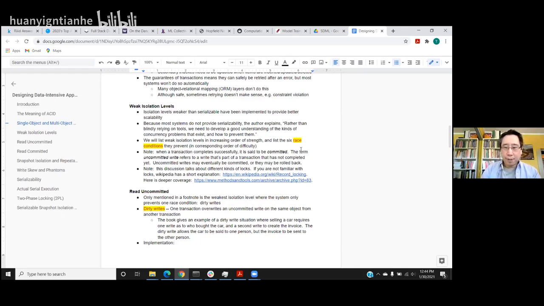A little bit of terminology. The next thing I said is you should be familiar with the terms committed and uncommitted. They get used over and over again in this chapter. When a transaction completes and it's successful, that transaction is said to be committed. In the meantime, while the transaction is ongoing, the writes that have happened are described as uncommitted.